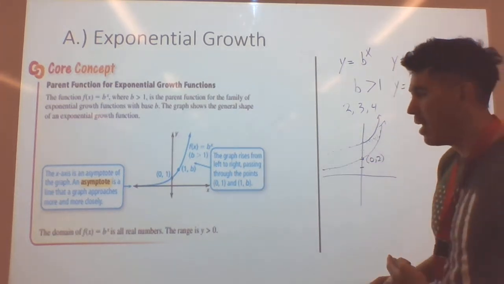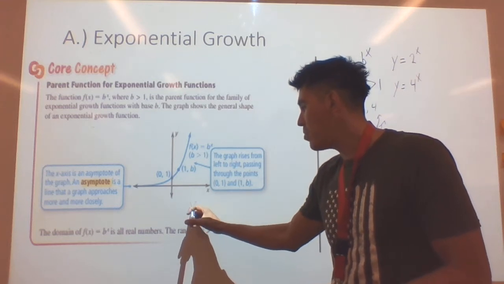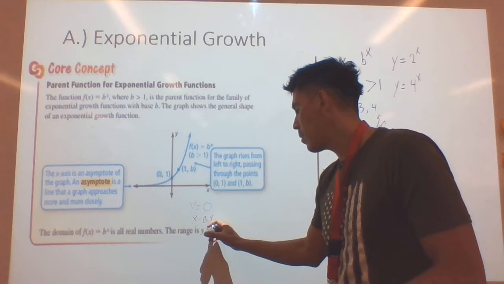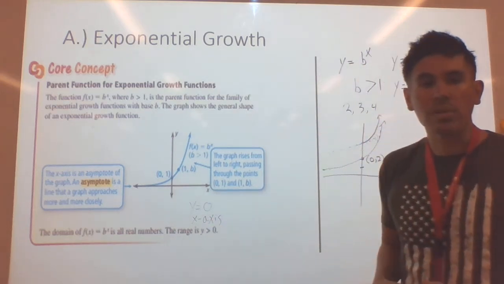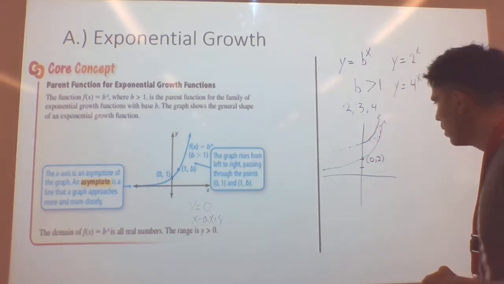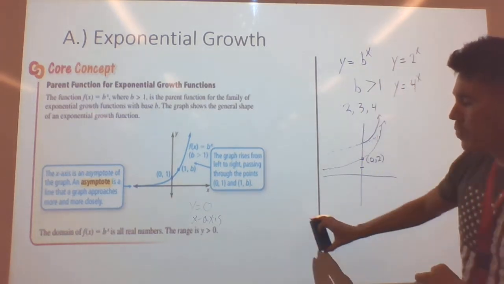In this case, my asymptote here is the y value of 0, or you can say my x-axis. That's my horizontal asymptote over here. Okay. So again, this is growth. Now let's go over decay.